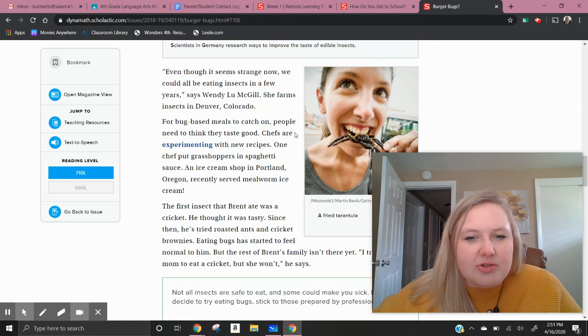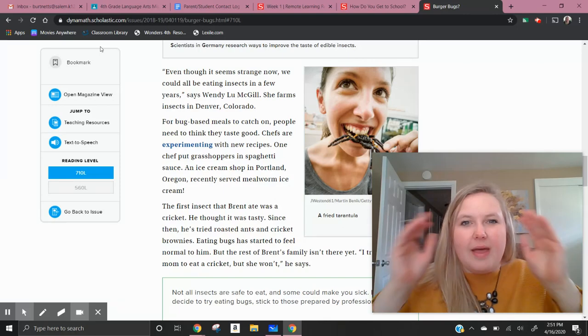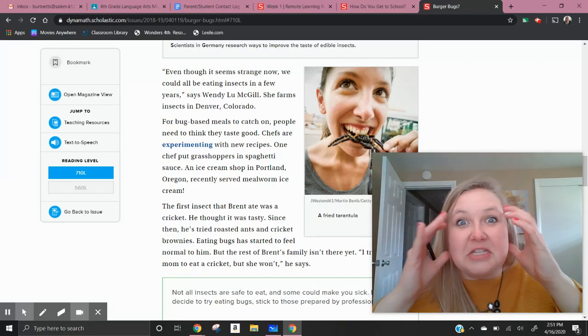Even though it seems strange now, we could all be eating insects in a few years. I'm going to read that again. Even though it seems strange now, we could all be eating insects in a few years, says Wendy Lou McGill. She farms insects in Denver, Colorado. That's in the United States.